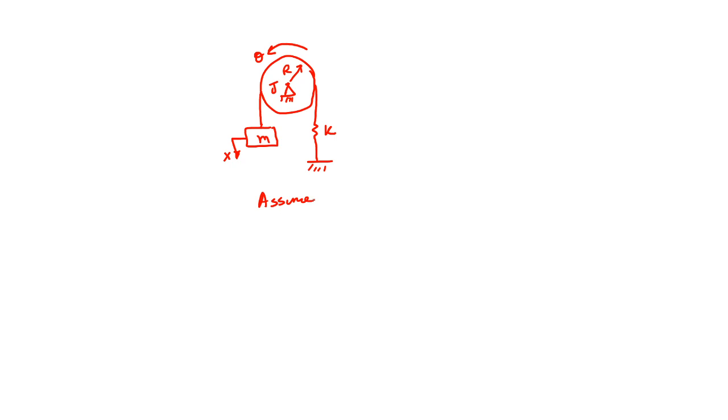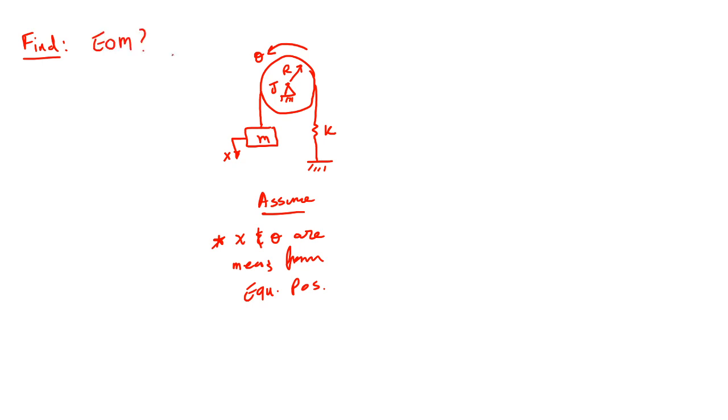Assume X and theta are measured from equilibrium position. This is the assumption. What does it mean, equilibrium position? The weight of the mass has nothing to do with the equation of motion. Keep this in your mind. Find the equation of motion of the system and the natural frequency of the system.